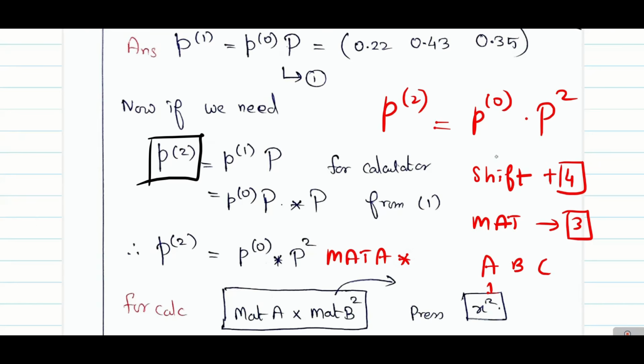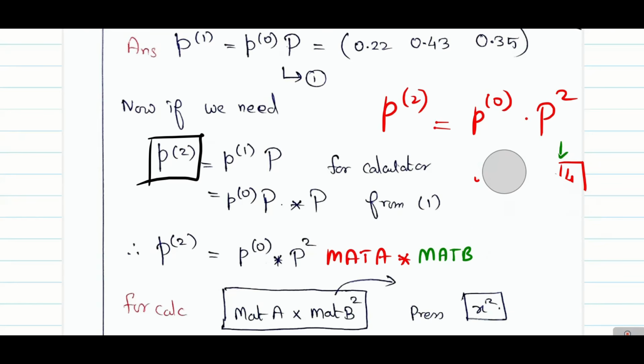Now repeat the same step. Shift 4, choose mat. Now this time choose 2. So you'll be getting mat B. Okay. So now what you have to do? I need P0 into capital P square. So there is an option square in the calculator, x square. Directly if you press, so you'll be getting P2.